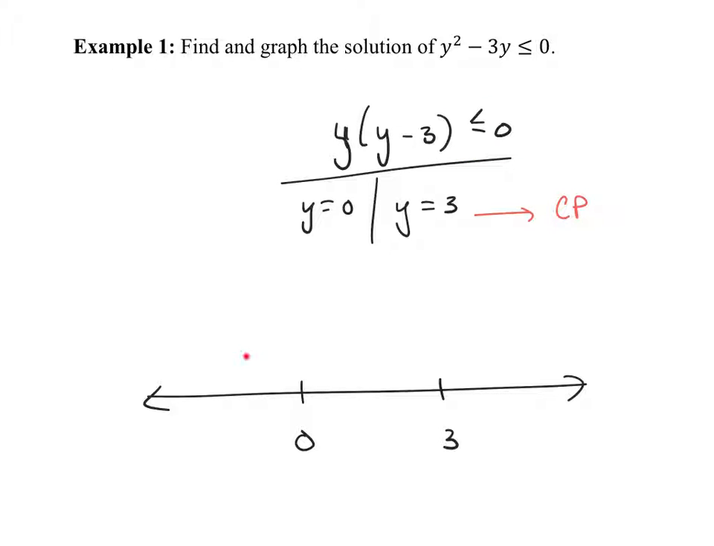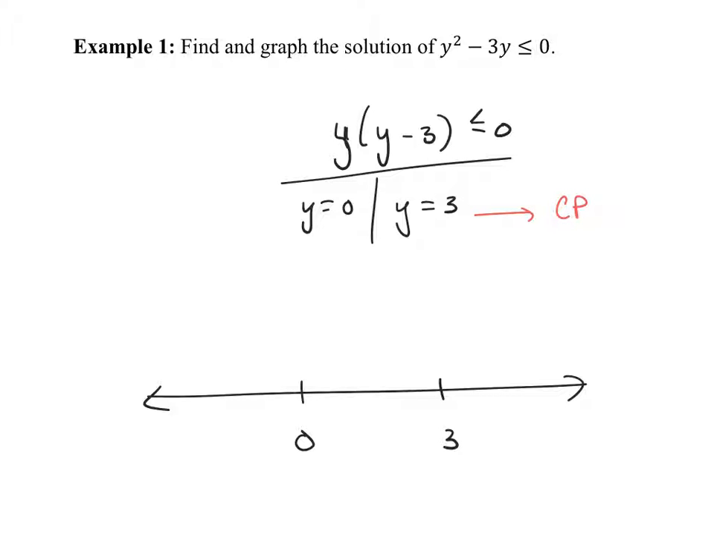And I have 3 regions. Let's label this as region 1, region 2, and region 3. I have 3 regions because there's 2 critical points. These critical points are like barriers. You're breaking up into regions, into sections. So I've got 3 regions. What I need to do is test all 3 of these regions here. I need to test them to see if the value is indeed less than or equal to 0. How do I do that?